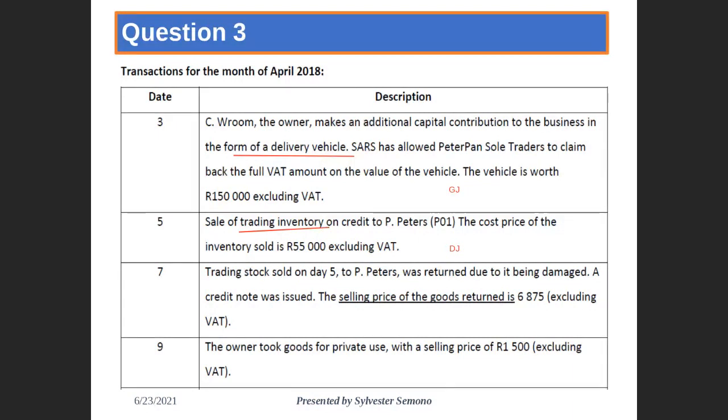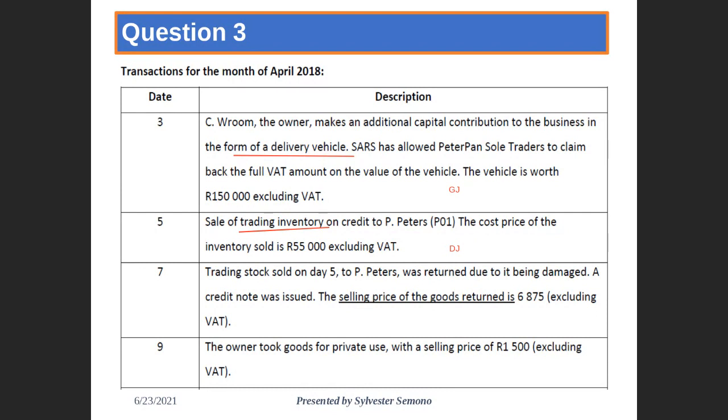Now, let's go to the 7th. Okay, Nkateko, I said when you sell inventory on credit, you go to DJ. Only inventory on credit. So if you sell equipment on credit, you cannot go to DJ. Only when you sell inventory on credit, you go to DJ. Are you okay, Nkateko? Let me wait for Nkateko to tell me if everything is understandable. Thank you so much, Nkateko.